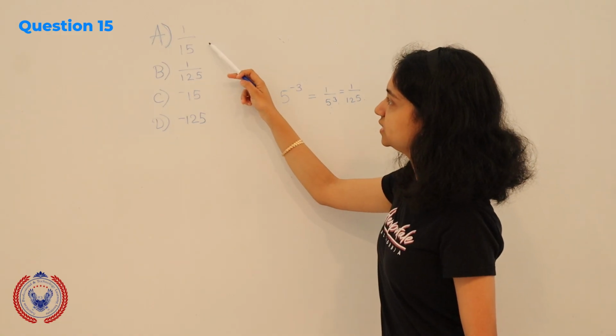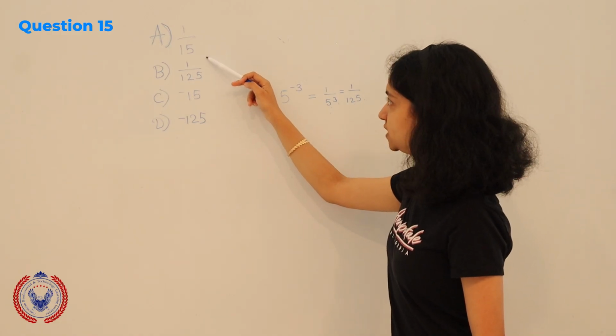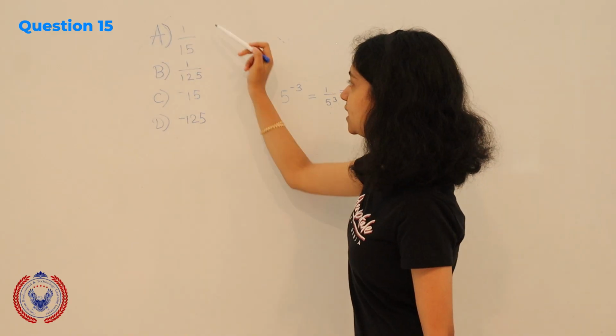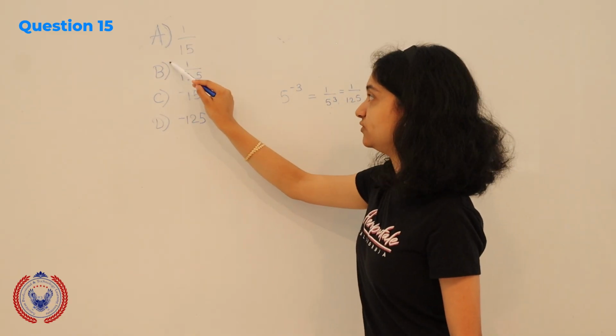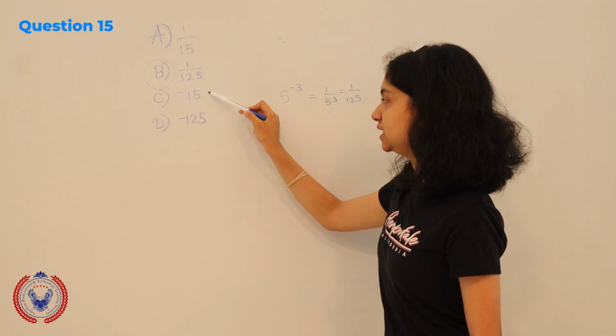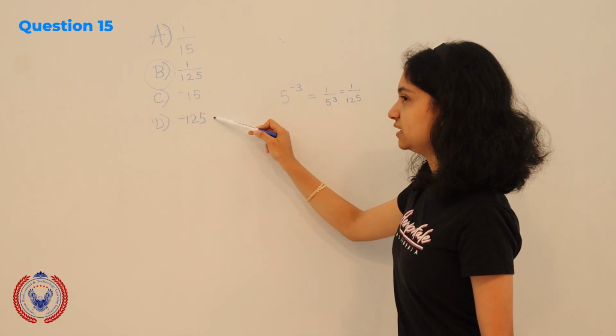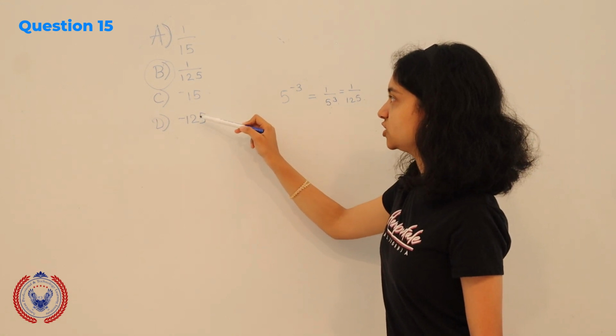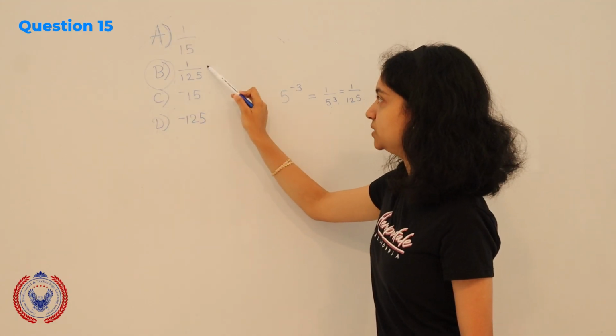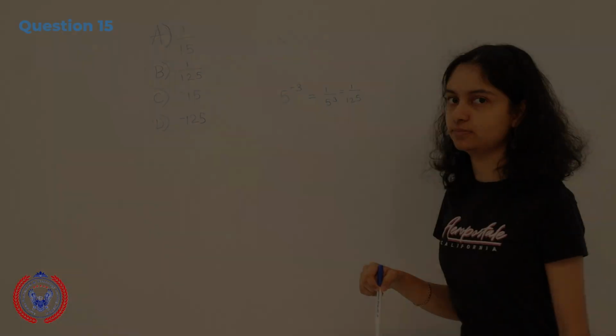Okay, now let's look at our choices. A is 1 over 15. That's not the thing we got, so we could strike that off. B, 1 over 125. That's the exact thing we got. C, negative 15. And D, negative 125. These are not the correct choices. Hence, the answer is B, 1 over 125.